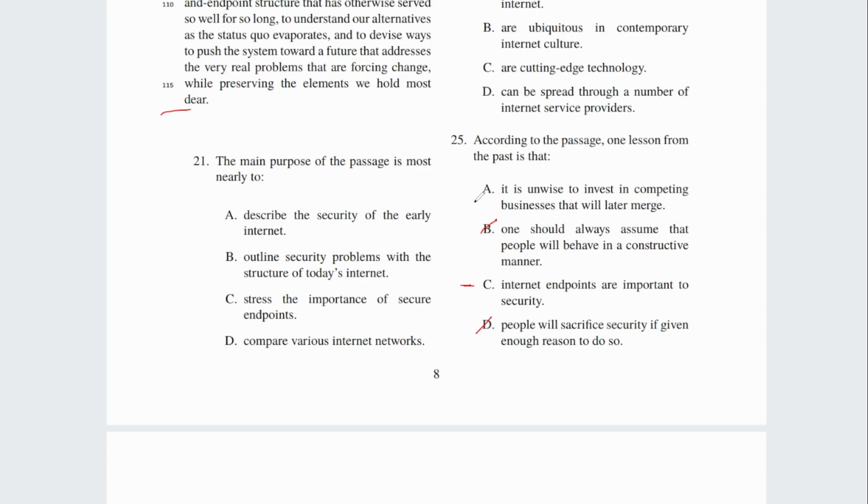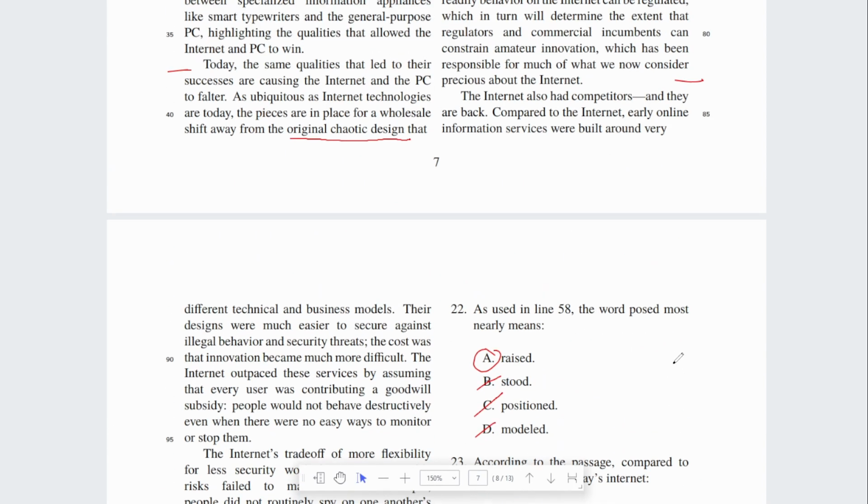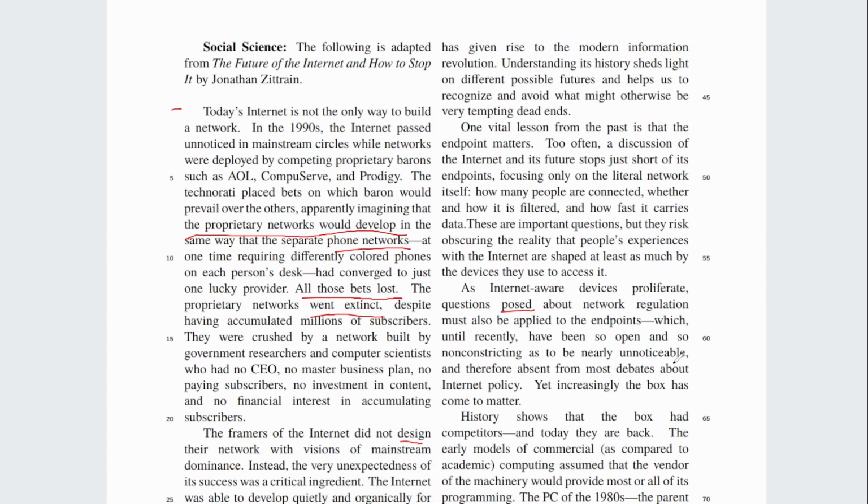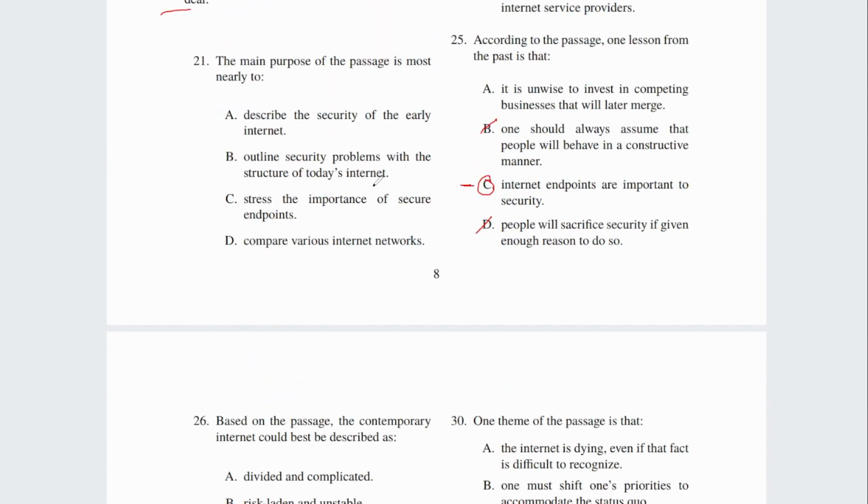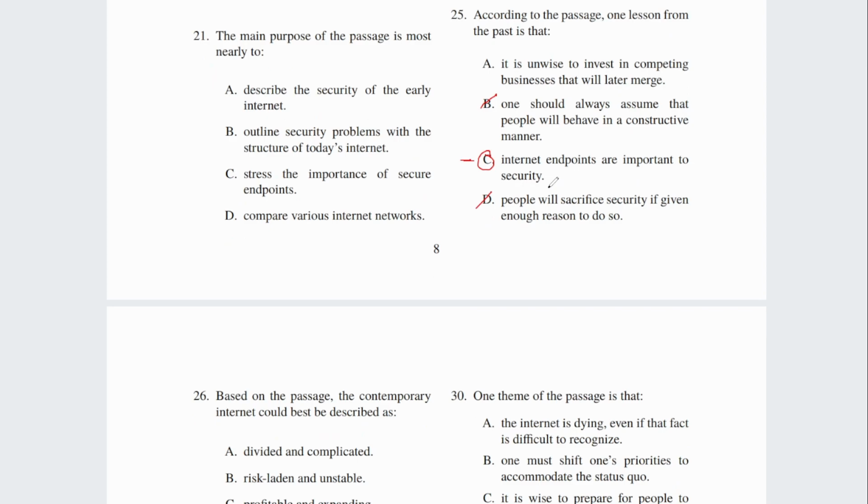Whether this investment choice is wise or not doesn't seem to be part of the passage. The passage doesn't seem to be talking about investment strategy. It seems like it's about internet endpoints. I think that's one thing that it really does want to talk about. But let's find it in the passage. I believe it's right here. In fact, it is. One vital lesson from the past is that the endpoint matters. And we're talking about the internet endpoint. Of course, a discussion of the internet and its future stops just short of endpoints, focusing only on the literal network. Okay, so endpoint matters for security. I like it.